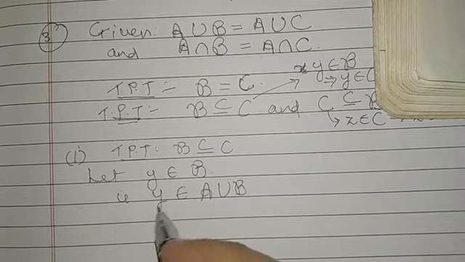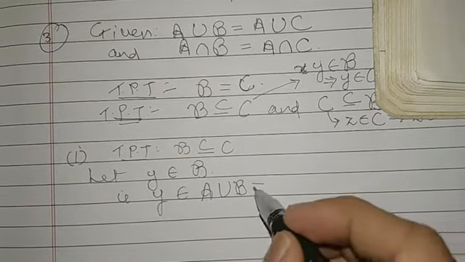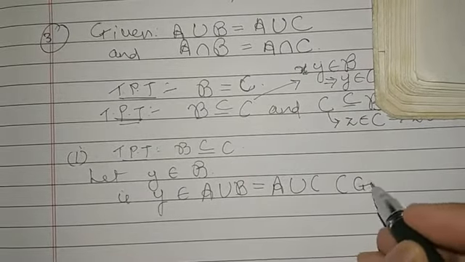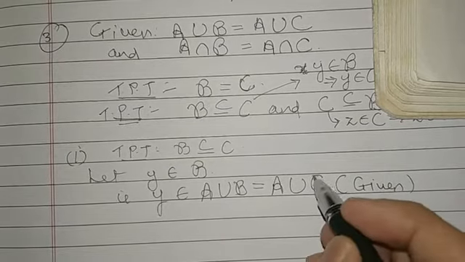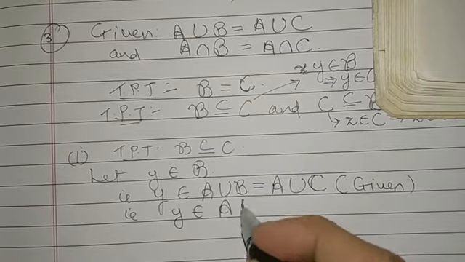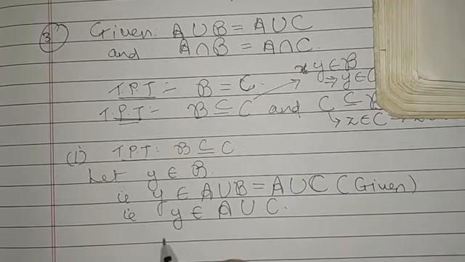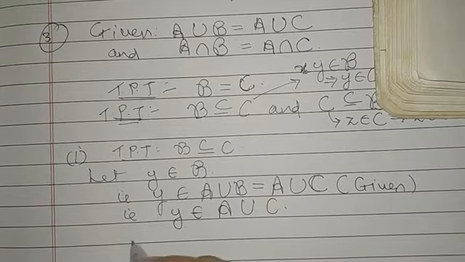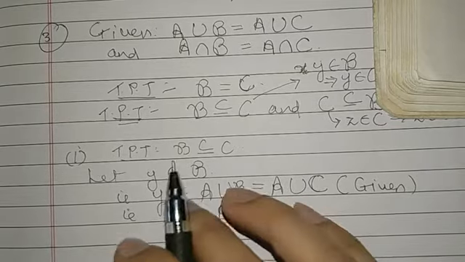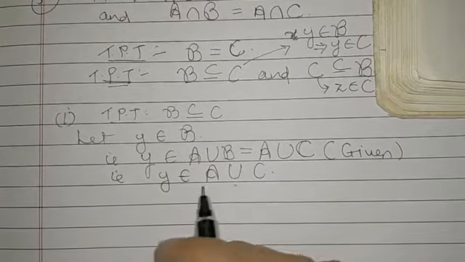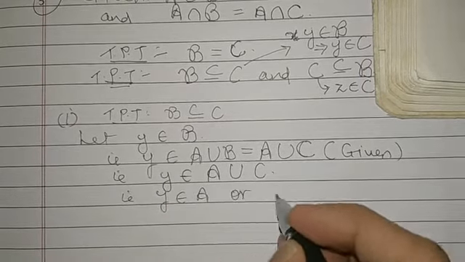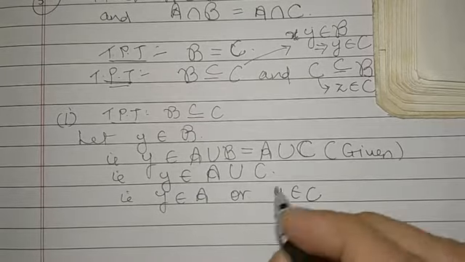So now since Y belongs to A union B, which is equal to A union C. This is given to us. Now that is, Y belongs to A union C. Now what will happen here? There are two cases, you have to consider two cases. That is Y belongs to A or Y belongs to C.